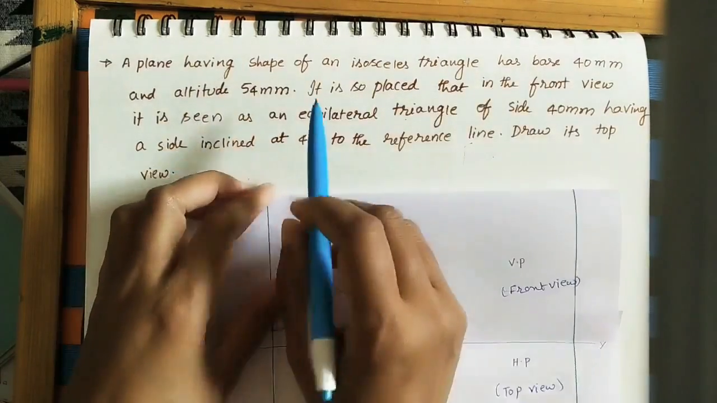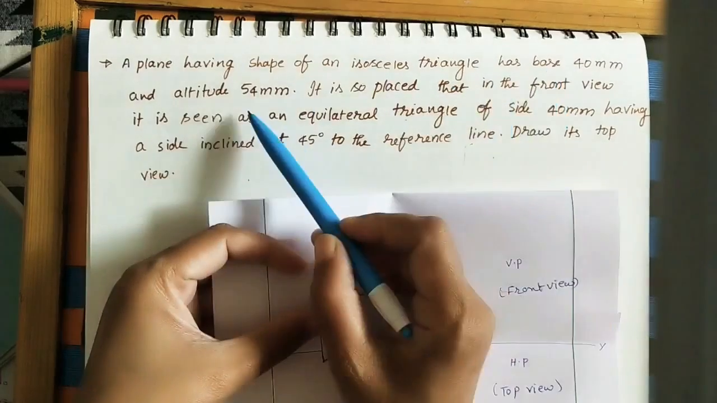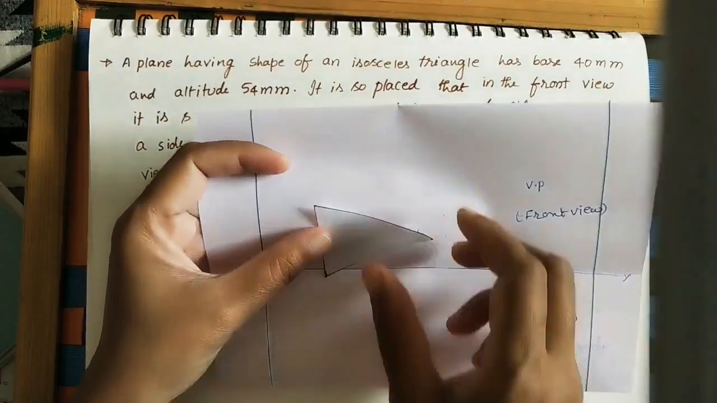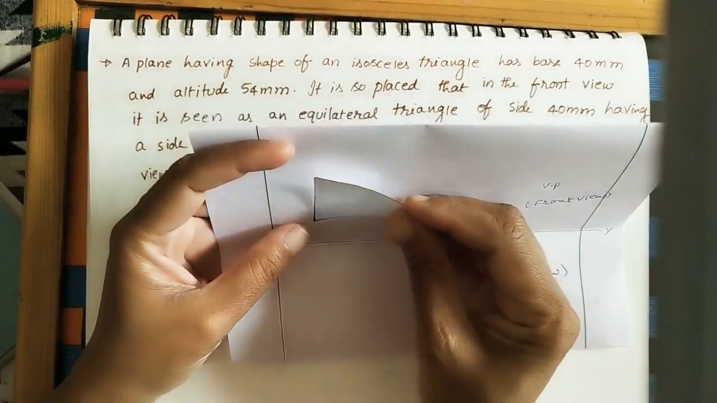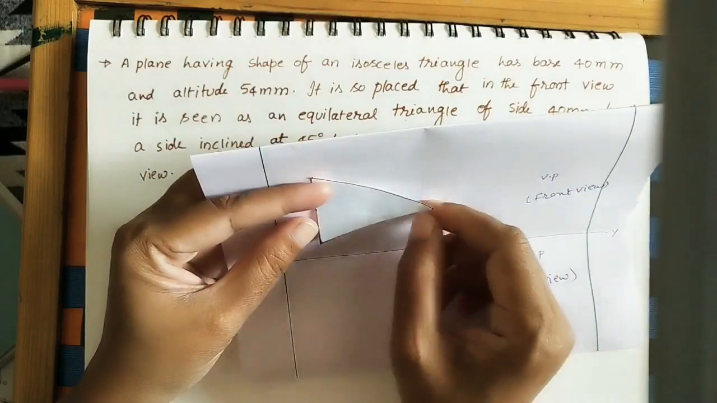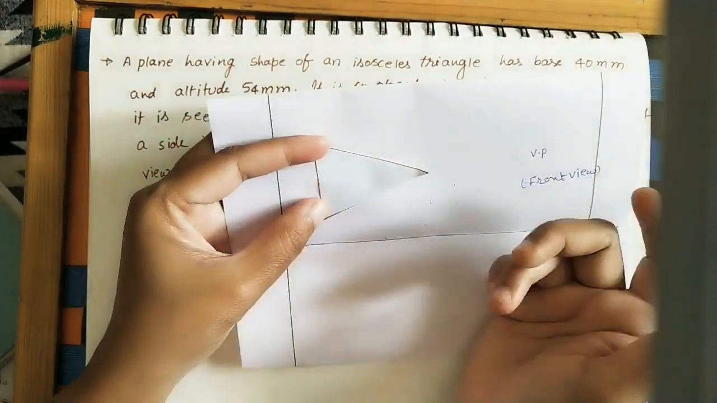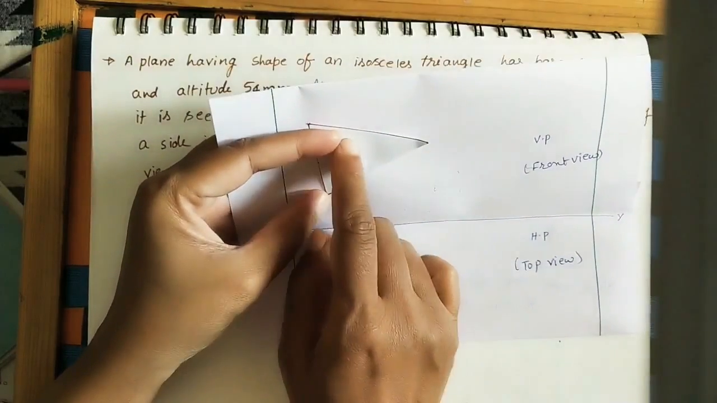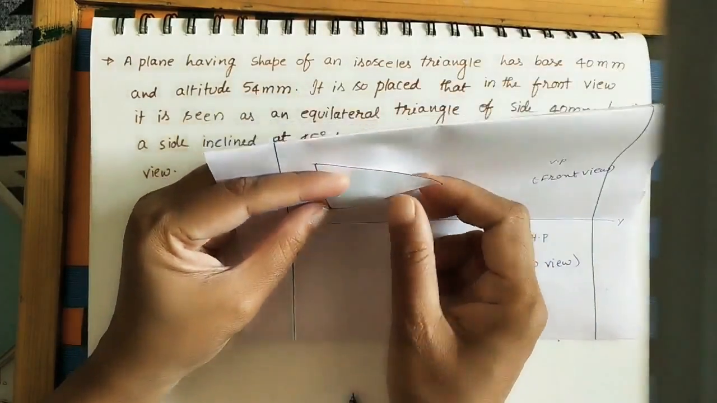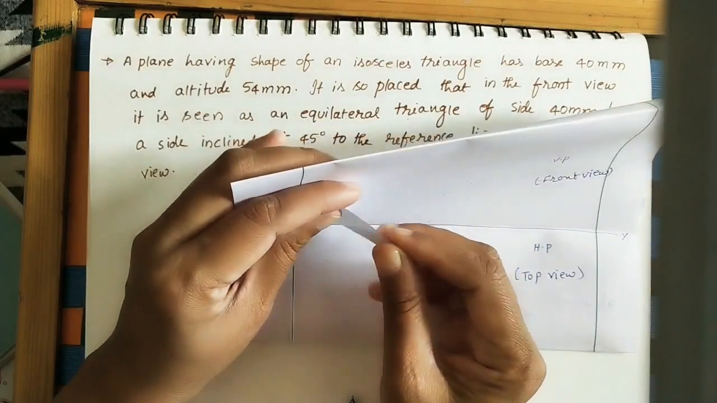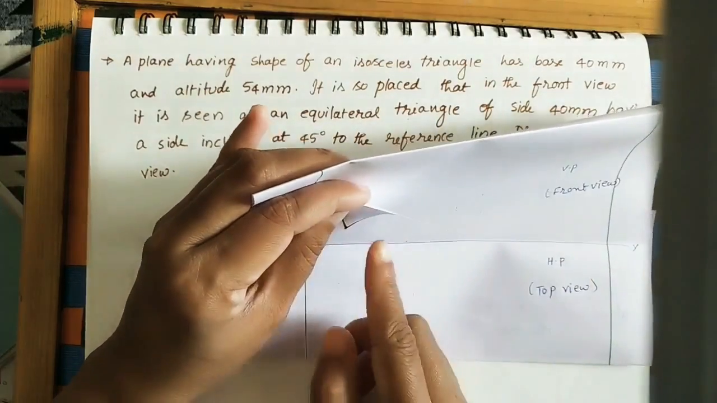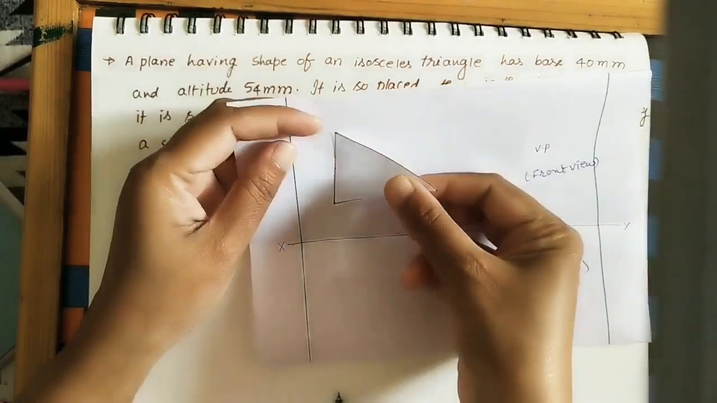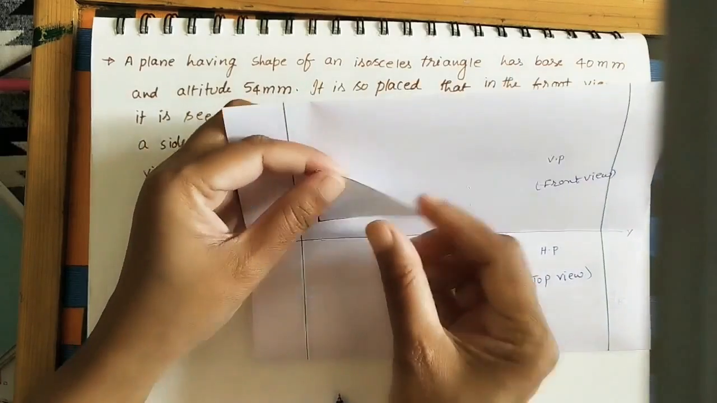Here, take an isosceles triangle with base 40 mm and altitude 50 mm. It is so placed that in the front view it is looking like an equilateral triangle. How is it looking like an equilateral triangle? If you keep it like this, in the front view it looks like an isosceles triangle, not an equilateral triangle. So if we tilt it like this, at some angle with the vertical plane, it may look like an equilateral triangle like this.